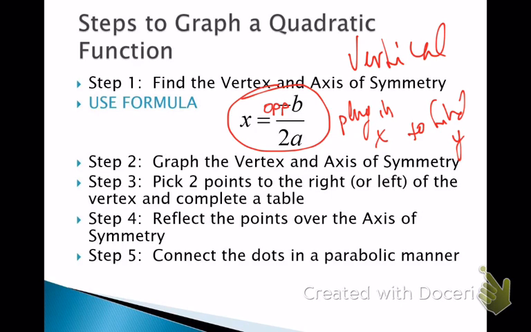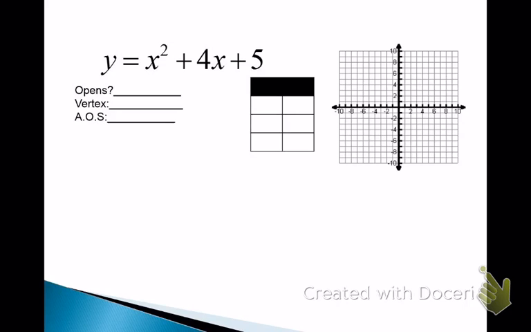Then we're going to do a bit of a t-chart method. We're going to pick two x values, two x's. It's not 2 points. We're going to pick two x's either to the right or the left of the vertex. Plug those x's in, find the y's that go with them, and then we'll have 2 more points on that graph, and then we can mirror that on the other side of the axis of symmetry, because we know they're going to be symmetrical. And then we connect the dots in a parabolic manner, which just means we draw our U. So there are some steps here. Let's go through some. See if we can make this make sense.